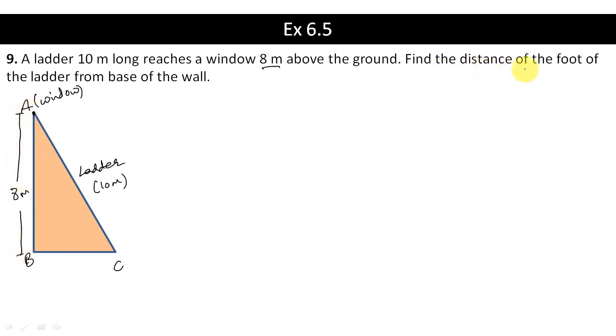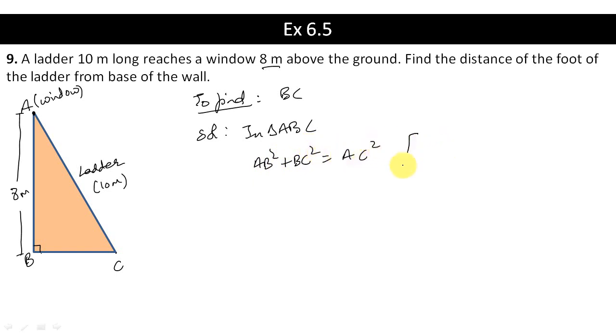And we have to find the distance of the foot of the ladder from the base of the wall. Foot of the ladder means point C and we have to find the distance BC. Since this is a right angle triangle, we need to find BC. So in triangle ABC, AB square plus BC square will be equal to AC square by Pythagoras theorem.